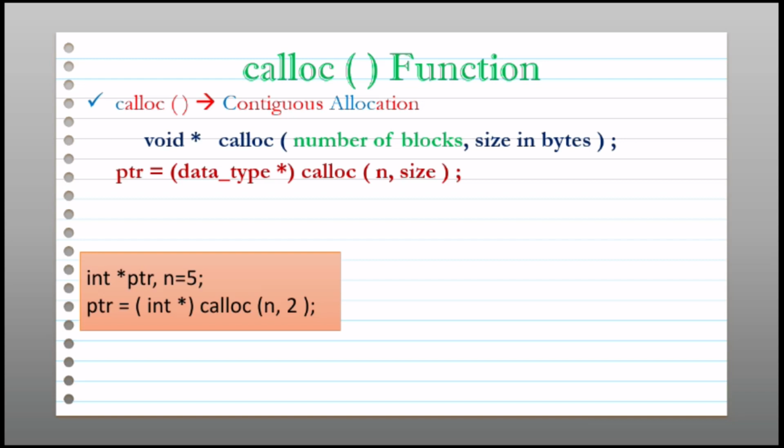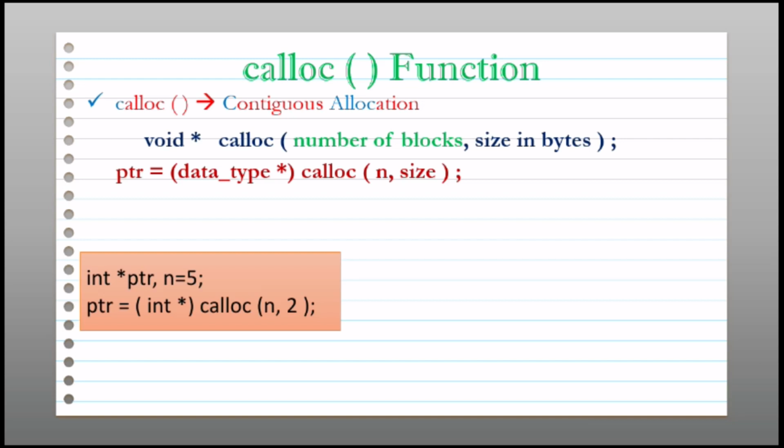Our pointer variable is of type integer. So the value returned by the calloc function, which is of type void, should be converted into integer. That's why we have used int star in brackets. This will convert the void type returned by the calloc function into int type. Now this int value will be saved in the variable ptr.